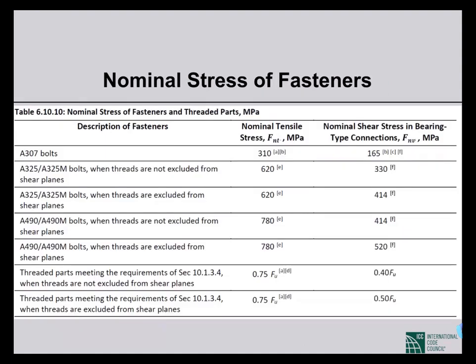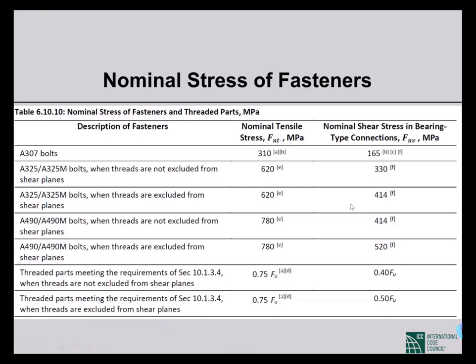So these are the nominal stresses of fasteners that we use to calculate the capacity. For tension capacity, we use FNT, and to calculate the shear capacity, we use FNV. So for different types of bolts, and depending on whether threads are there at the shear plane, the capacity is changed.